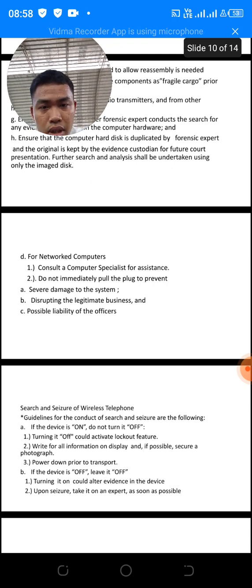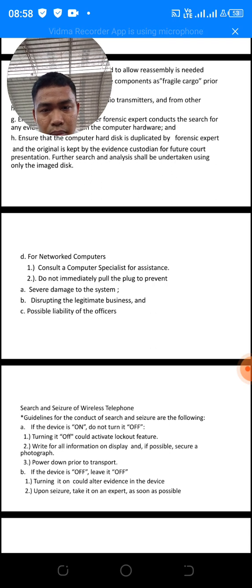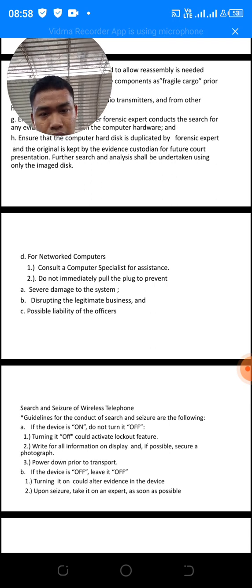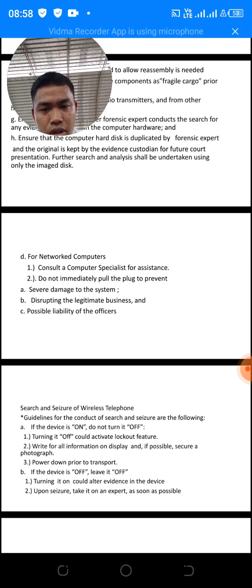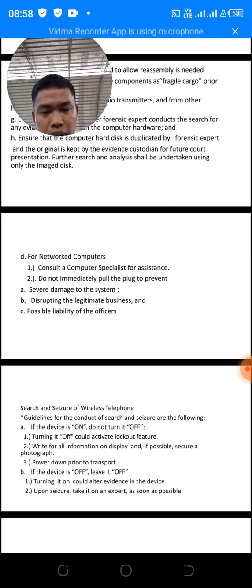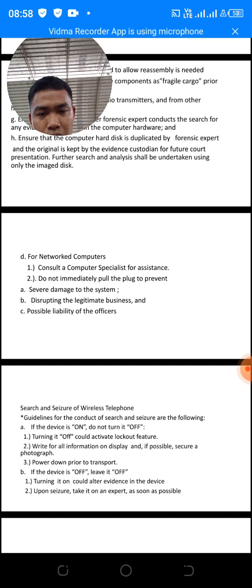Search and seizure of wireless telephones. Guidelines for the conduct of search and seizure of the following. If the device is on, do not turn it off. Turning it off could activate a lockout feature. Write down all information on display, and if possible, photograph it. Power down prior to transport.